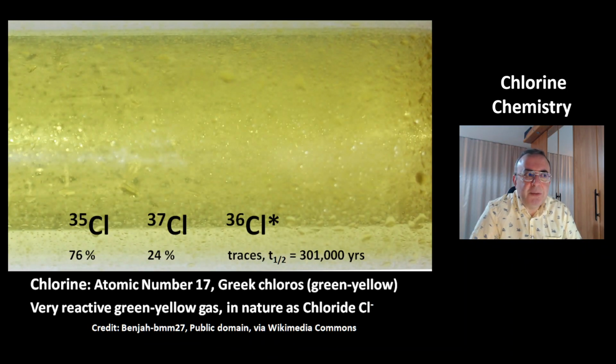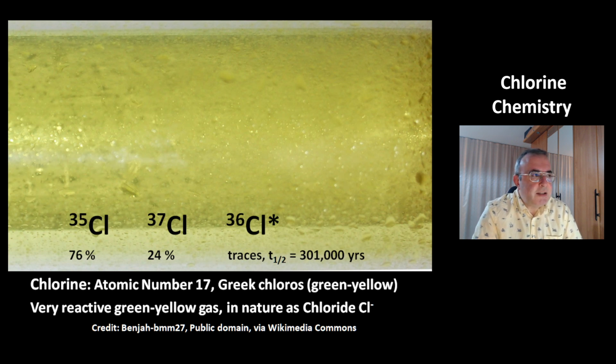Welcome to today's video about the chemical element chlorine. This is a picture of chlorine gas. It has a green-yellow color. Chlorine's atomic number is 17. The name comes from chloros in Greek, which means green-yellow. And chlorine is a very reactive gas, and that's why it's in nature as chloride ions.